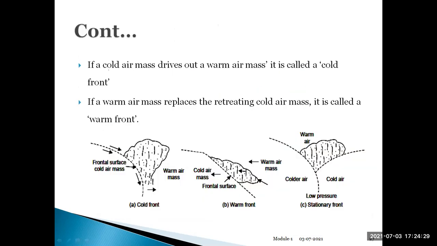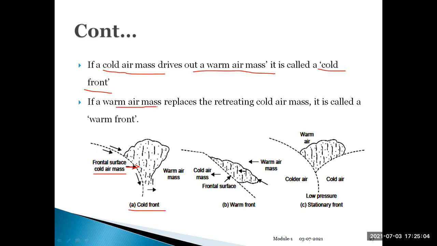And here if cold air masses drive out the warmer air masses, it is called a cold front. For example, you can see in figure A. The dotted line indicates the frontal surface, meaning it is a contact surface between two air masses. Here the cold air mass is moving into the warmer air mass. That forms a cold front. So if cold air drives out warmer air, that is a cold front.